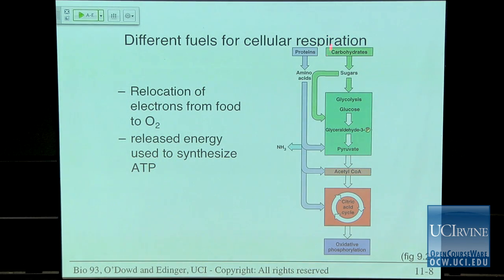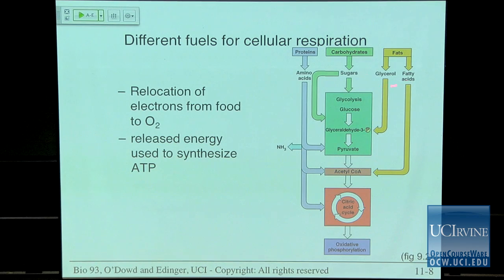But we can also have proteins feeding into cellular respiration, just at slightly different places. When proteins are broken down, oftentimes the amino acids are used to produce new proteins, but they can also be fed into the citric acid cycle here, into this part of the glycolysis, and they can be converted into acetyl-CoA to produce ATP.